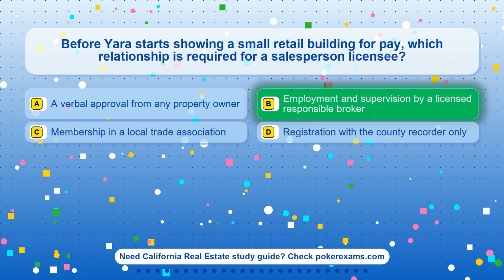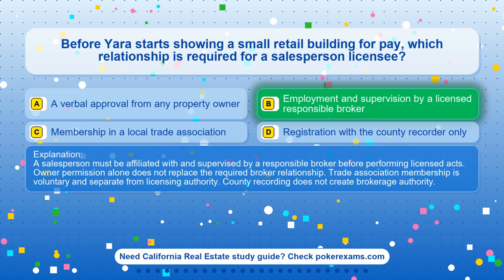The correct answer is option B. Employment and supervision by a licensed responsible broker. A salesperson must be affiliated with and supervised by a responsible broker before performing licensed acts. Owner permission alone does not replace the required broker relationship. Trade association membership is voluntary and separate from licensing authority. County recording does not create brokerage authority.